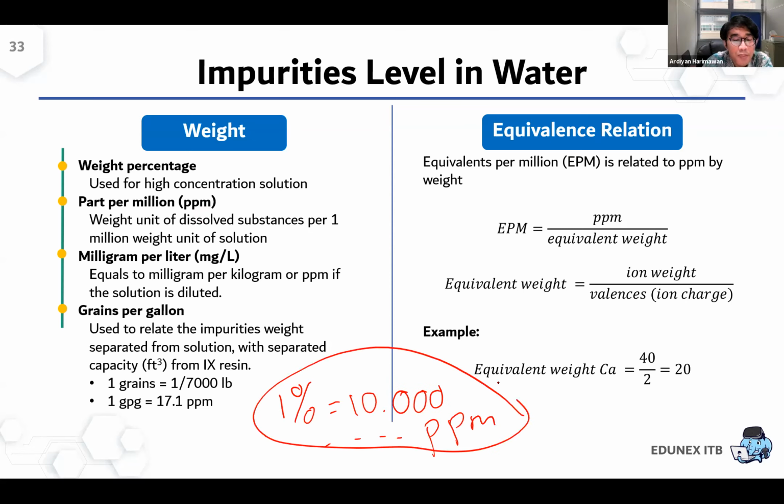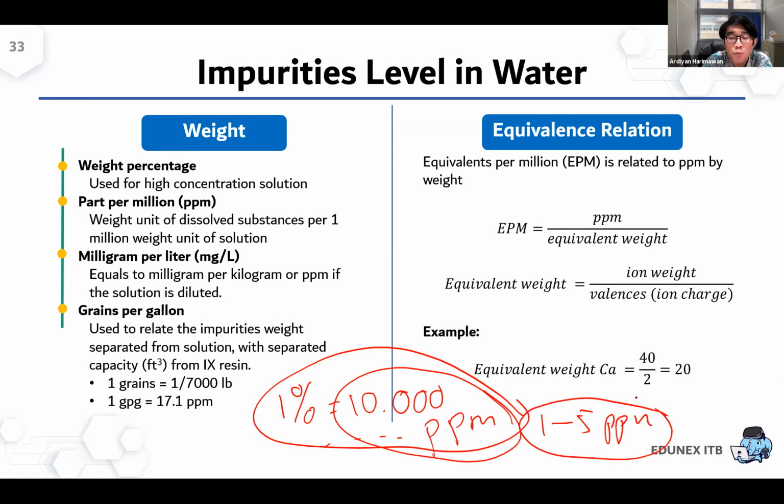So you can imagine quickly how much is 1%. It's around 10,000 ppm, quite big, right? And later, I think I have also shown you the table of water requirements for boiler or cooling water. The order will be just like 10 ppm or maybe 20 ppm, or perhaps 1 to 5 ppm, something like that. So it's very, very small. That's why we are using the ppm unit instead of percent, because 1% is 10,000. It's a lot.